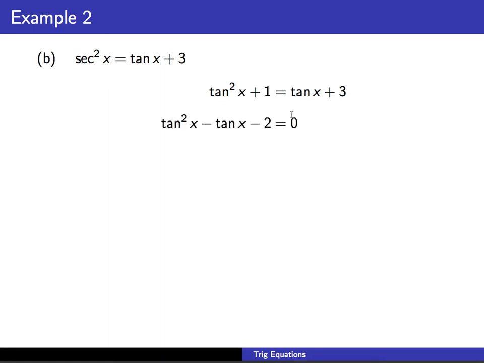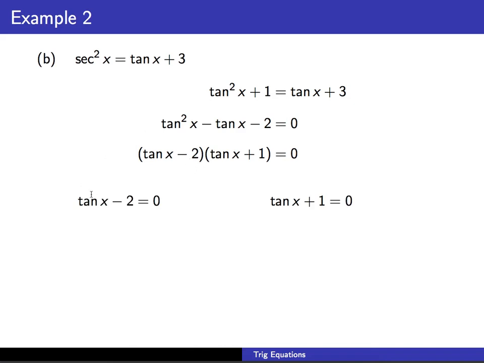So let's get this whole thing equal to 0. We can subtract tangent of x from both sides, and we can subtract 3 from both sides. And when we do that, we get tangent squared x minus tangent of x minus 2 equals 0. Believe it or not, this is factorable. We can factor it as the tangent of x minus 2 times the tangent of x plus 1, and that's going to equal 0. So we can set each of these factors equal to 0. In our first equation, we can add 2 to both sides and get tangent of x equals 2. In our second equation, we can subtract 1 from both sides and get tangent of x equals negative 1.